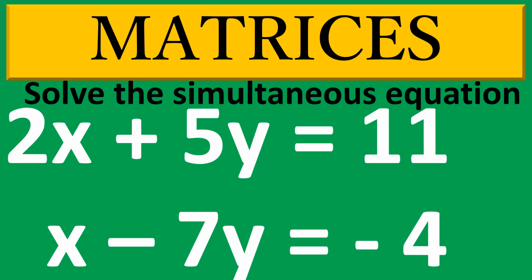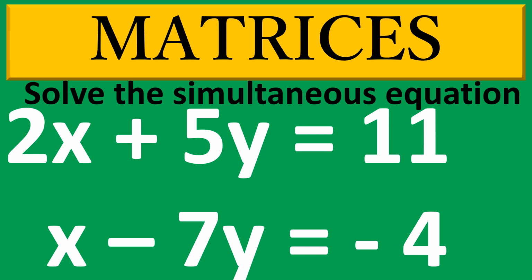Today we'll be solving another simultaneous equation. This time around we have 2x plus 5y is equal to 11 and x minus 7y is equal to minus 4.